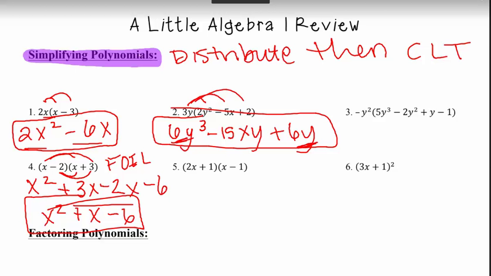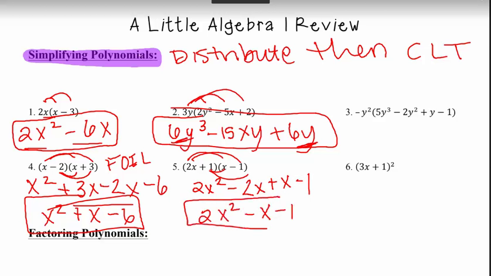If we go ahead and do number 5 together, I know I have to double distribute because I have two sets of parentheses. So 2x times x is 2x squared. 2x times negative 1 is negative 2x. 1 times x is x. And 1 times negative 1 is negative 1. Clean up my middle terms. 2x squared minus x minus 1.